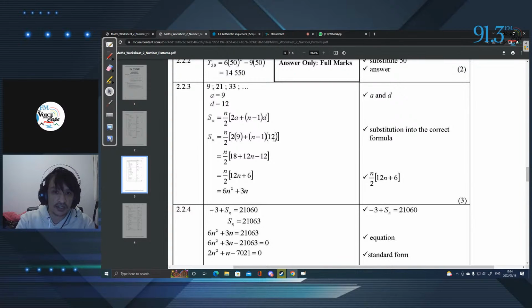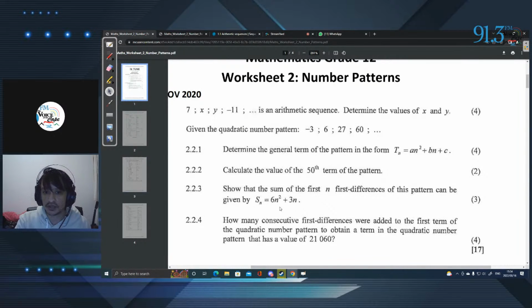And then the second difference was 12, so we substitute 12 into here. And then we just go, well, 2 times 9 is 18. n times 12 is 12n. Negative 1 times 12 is negative 12. We then simplify the terms in the brackets and we end up with 12n plus 6. And then all we do is expand this bracket. So n over 2 times 12n plus 6 is going to give us 6n squared plus 3n, right? Fairly easy, fairly simple, okay? It is a bit of a tricky question if you look at it, because I always missed this important part here where they stated first differences of this pattern. Right?